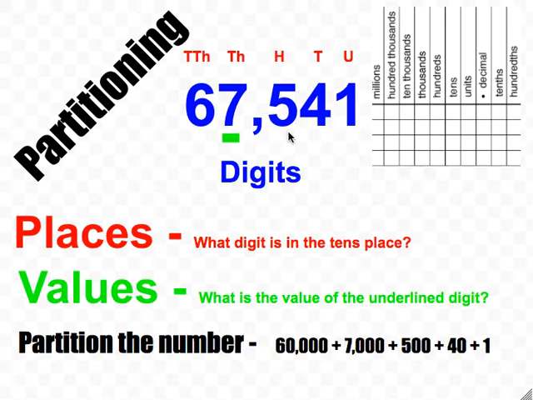Typical questions that we might have related to this concept are, what is the value of the underlined digit? In this case, the value of the underlined digit is not 7. The value of the digit is 7,000, as the 7 appears in the thousands place.